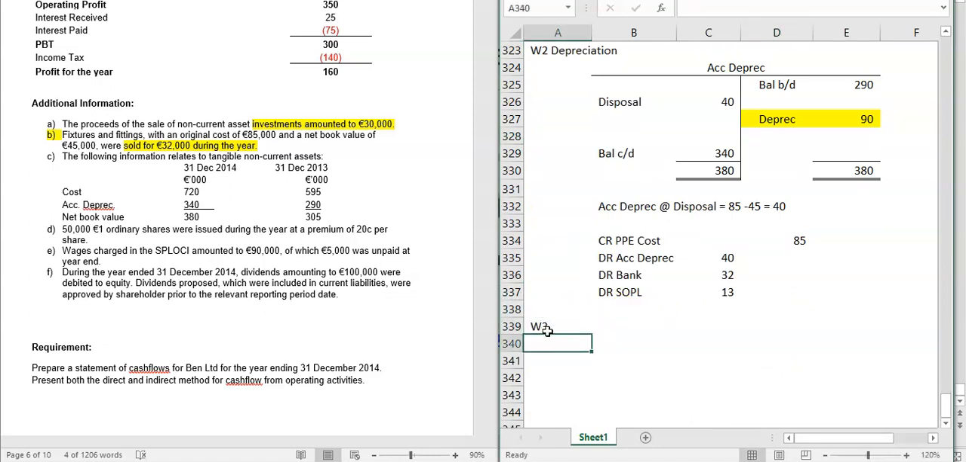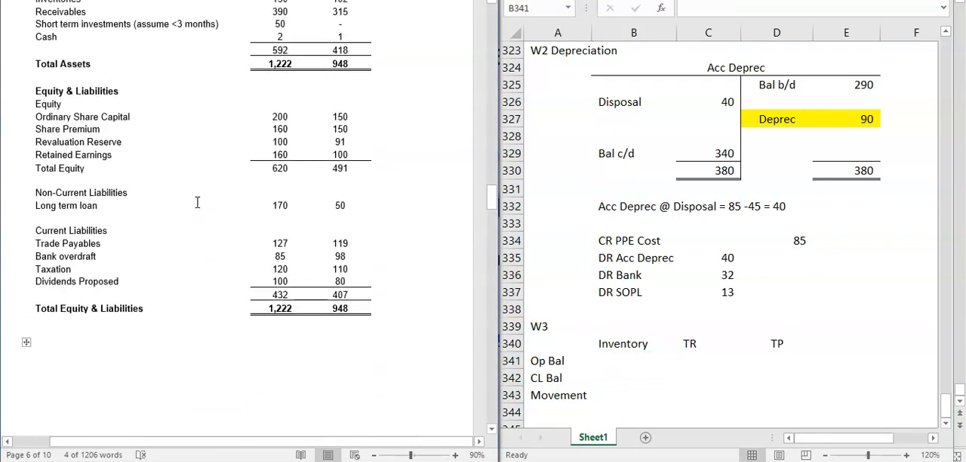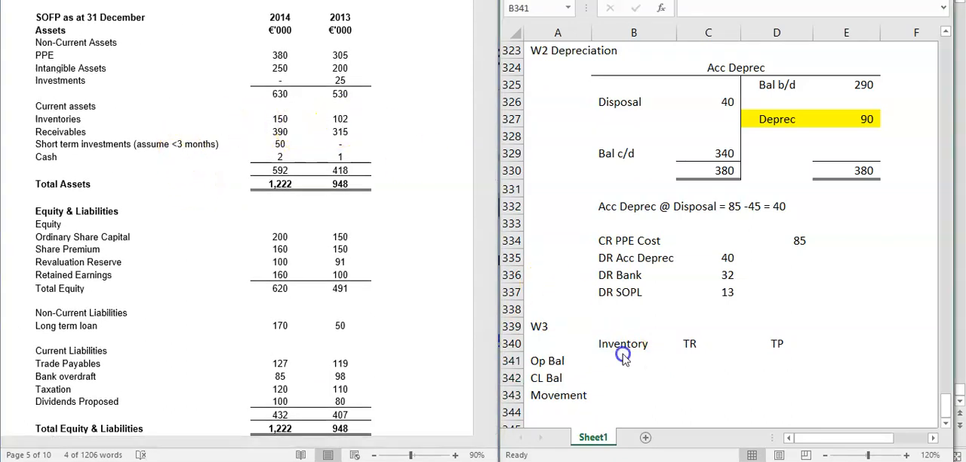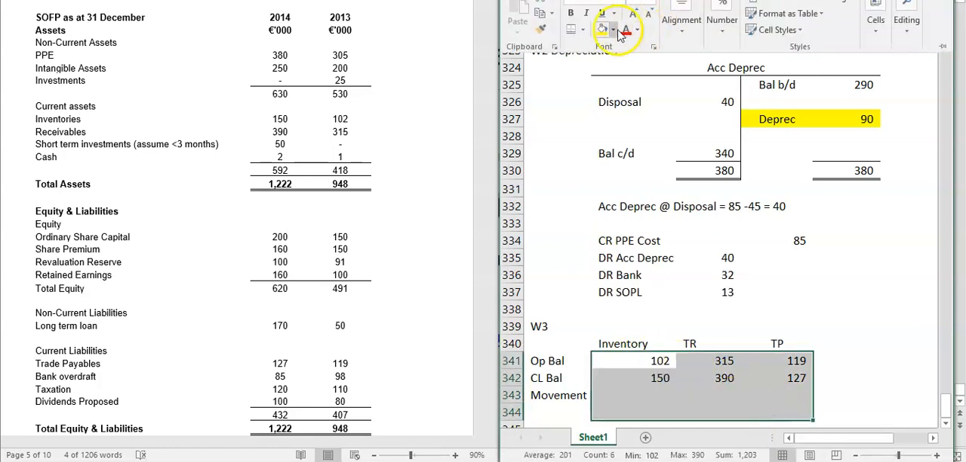So working 3 then, we're going to look at inventory, trade receivables, and trade payables. And what you're looking at is the opening balance and the closing balance. And that will give you a movement. So all you're taking is the line items in the statement of financial position: inventory 102, 150; trade receivables, 315, 390; and trade payables, which are 119 and 127. This is a nice easy way when you're doing it the indirect method. It's a nice easy approach to have a look at.